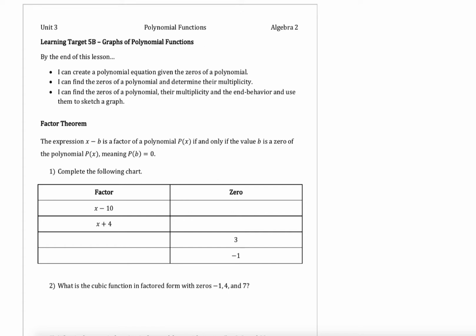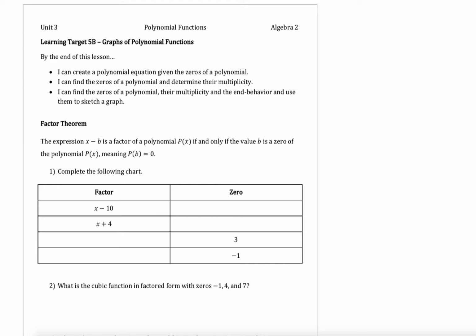Continuing on with Unit 3, in this video we're going to talk about learning target 5b, which will be all about graphing polynomial functions. By the end of this lesson, you will be able to create a polynomial equation given the zeros of a polynomial. You will be able to find the zeros of a polynomial and determine their multiplicity.